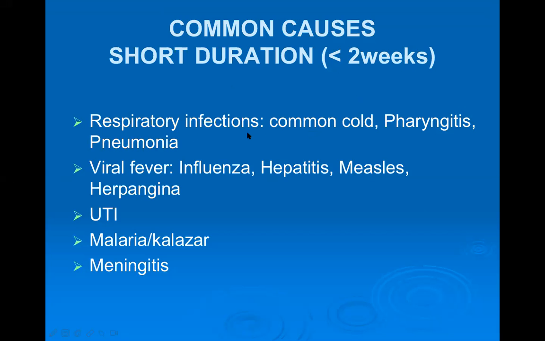Respiratory infection is a common cause of fever in children. Among them, upper respiratory tract infection is a very common cause of fever, like common cold or flu, pharyngitis and tonsillitis, as well as pneumonia. Pneumonia is a lower respiratory tract infection, whereas common cold, pharyngitis as well as tonsillitis are known as upper respiratory tract infection. Very, very common in children. Other causes are viral fever. Many different viruses are included here on the list. This is never a complete list, okay? You can always add a few more there.